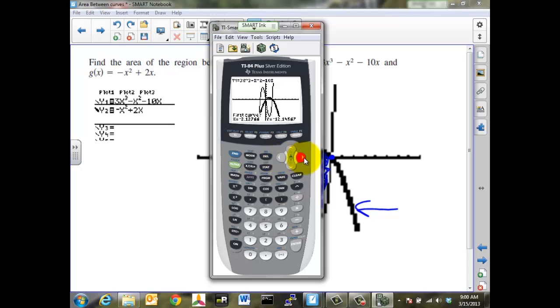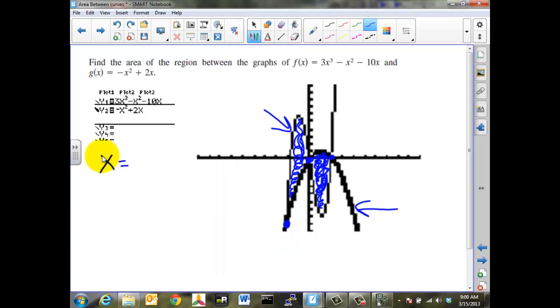So I think I'm close to it there. First curve, second curve, yes. We got x equals -2, y equals -8. Which one of those numbers do we want? The x equals -2 or the y equals -8? X equals -2. So we know that that's one of our points of intersection.